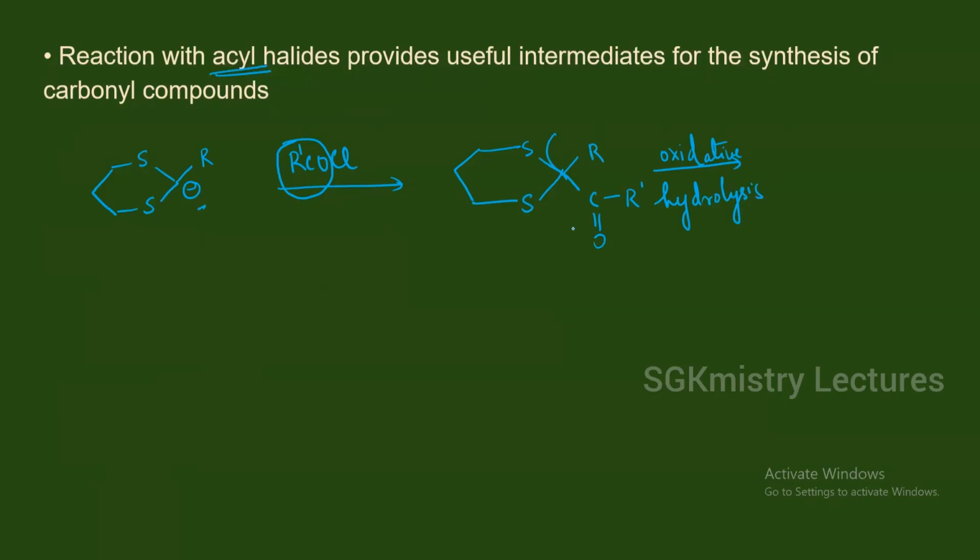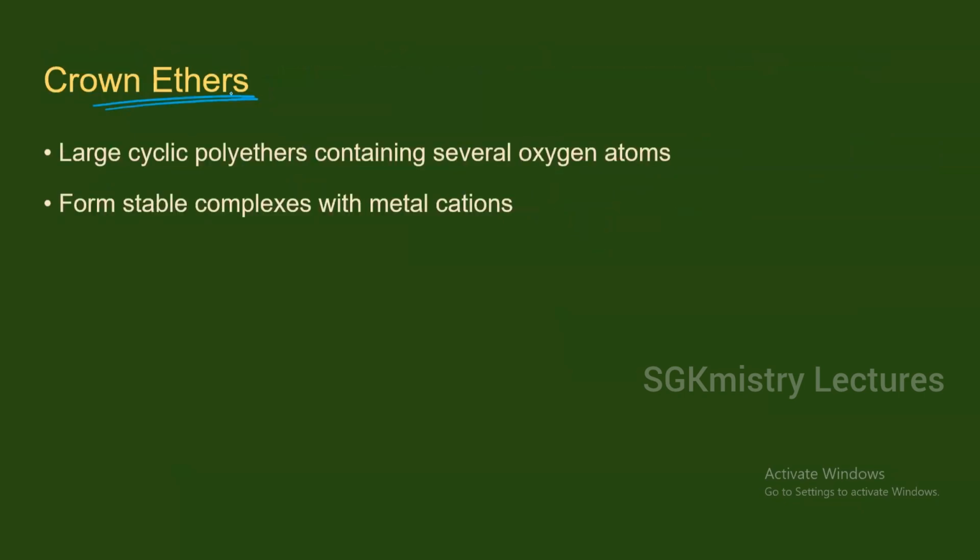Now what you're going to get, again this will break. So here you have R, C double bond O, C double bond O, R dash, which is nothing but a dicarbonyl compound that is formed from the acyl halides. Right. Next, coming on to one of the important classes of compounds, that is crown ethers.